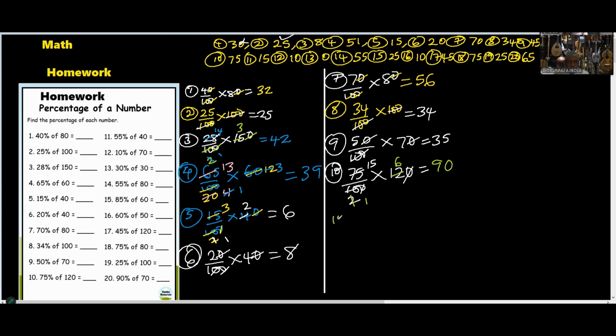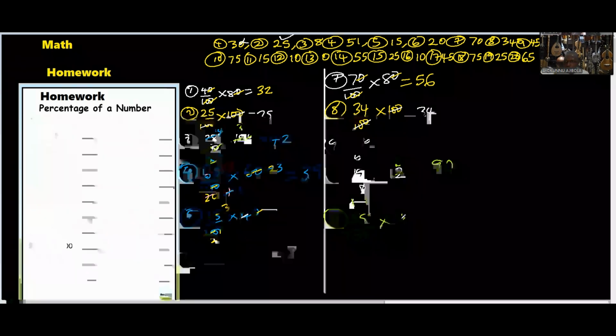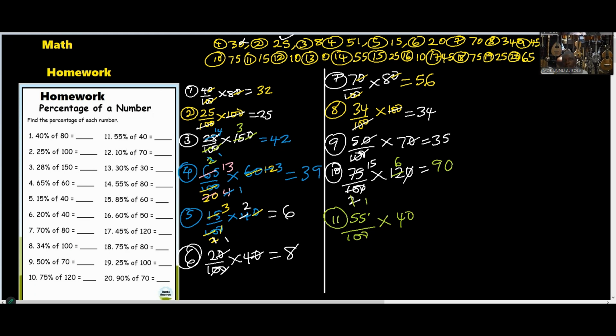Number 11, we have 55% of 40. So we have a 0 canceling a 0 there. Then 5 here, 11; 5 here, 2. Then we can still divide by 2. 2 here, 1; 2 here, 2. So what's 11 times 2? It's 22.